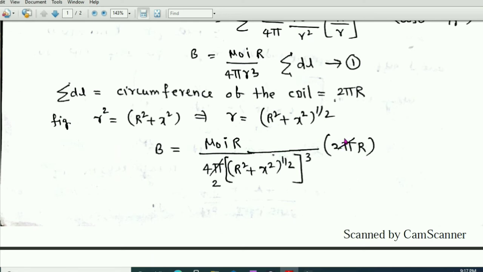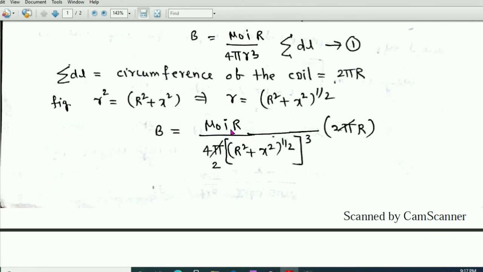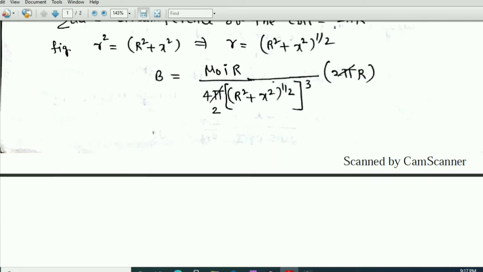Now here, 2 pi and 4 pi, 2 twos are 4 pi, cancelled, and after that we are left with mu naught I. Here this is R and here it is also R, capital R. So capital R into capital R gives capital R square. Now finally, after cancellation we got the expression mu naught I R square by 2 into (capital R square plus x square) whole power 3 by 2. So 1 by 2 into 3 gives 3 by 2.